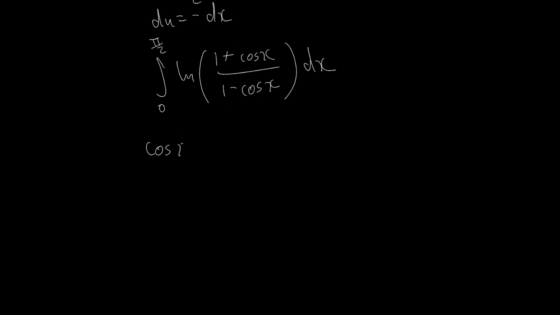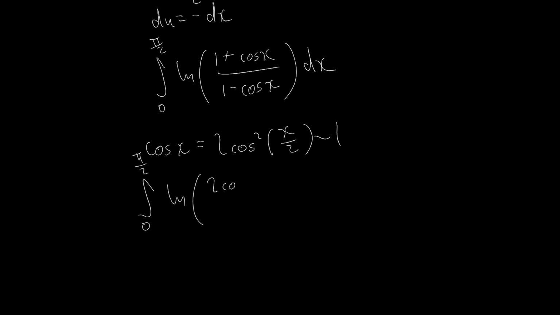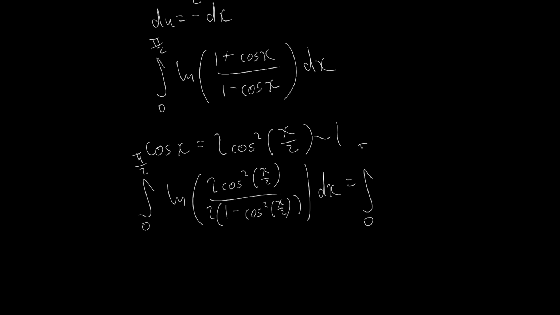We can say cosine x equals 2 cos squared x over 2 minus 1. And putting this into our integral, we'll get ln, and then on the top we'll just have 2 cosine squared x over 2. On the bottom we'll have 2 and then 1 minus cos squared x over 2. And we can see we can actually just write this as sine squared x over 2 on the bottom. And as such, just simplifying that, we'll get cotangent squared x over 2.